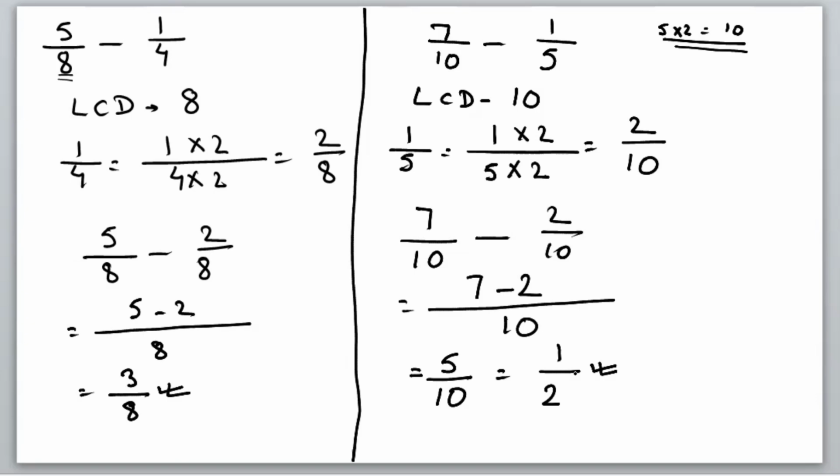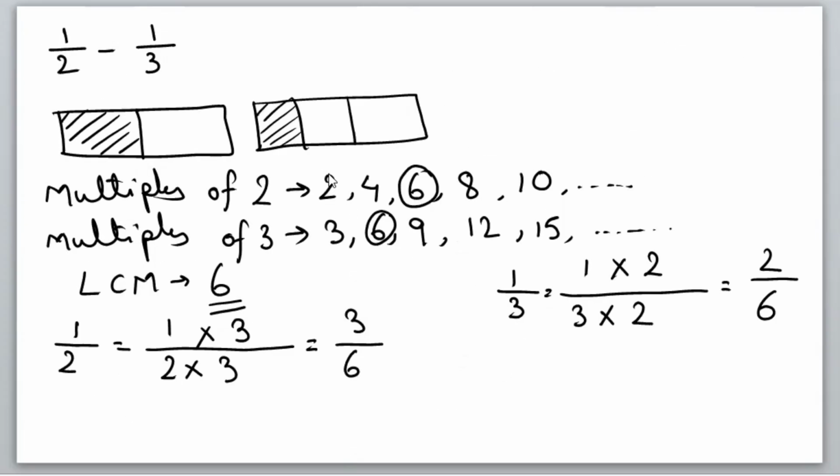I hope subtraction of fractions with unlike denominators is clear. What we have to keep in our mind: if the denominators are different, we have to make the denominators the same. We can say make the bottoms the same, then subtract the top. Make the denominator the same and subtract the numerator. And how can we make the denominator the same? By taking the least common multiple. We have to find the multiples first.